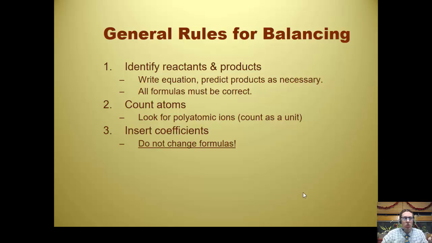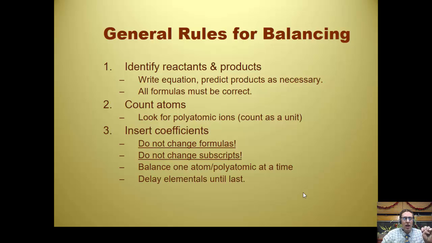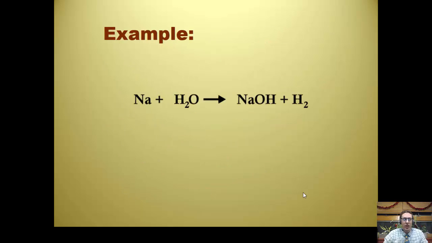You can insert coefficients. Don't alter the formulas themselves, but insert coefficients. Don't change subscripts at all. Just balance one atom or polyatomic ion at a time. And elementals, which are H2, O2, things that are just the elements themselves, you should save until last. That's going to help you out later when you get to some harder ones. Then check your results, and that's all you got to do.